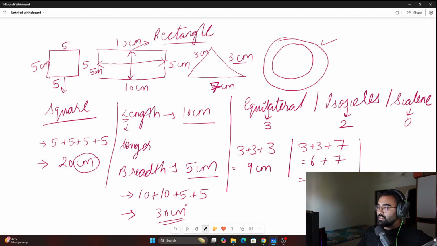Let's come to the scalene one. Let's say this is 3, this is 4, and this is 5. All the sides are different. So again, the same logic repeats. You simply add 3 plus 4 plus 5. 3 plus 4 is 7. 7 plus 5 is 12. So 12 centimeter. I've simply added.